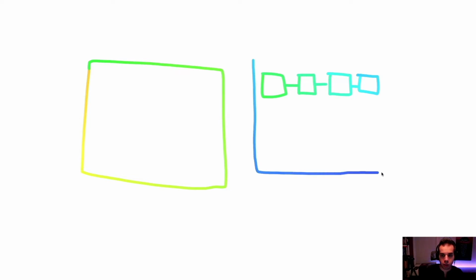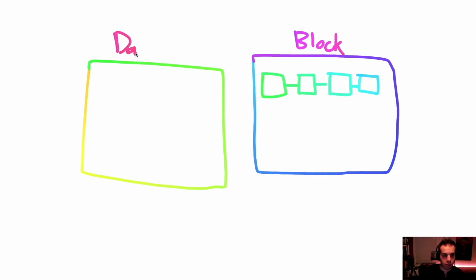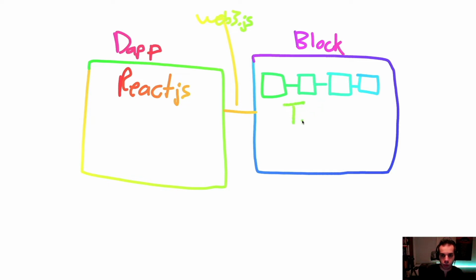Right, so this is our blockchain block. This is going to be our dApp. So this is, of course, with React. So this is going to say ReactJS. The bridge between this is going to be Web3.js. We are initializing our blockchain instance with Truffle.